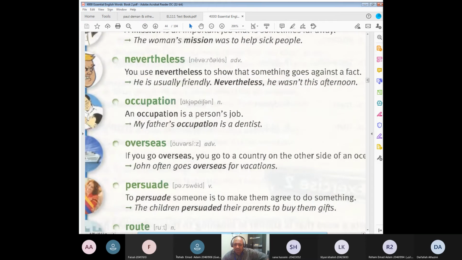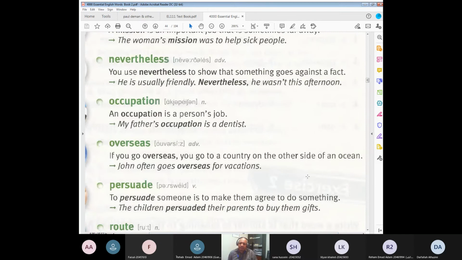And then you have the transition word nevertheless. Nevertheless is more or less like however or but. So we use it in order to mark a difference between two statements. You use nevertheless to show that something goes against a fact. He is usually friendly. Nevertheless, he wasn't this afternoon. So in normal circumstances, he's such a friendly guy, but for some reason, he wasn't very friendly this afternoon.